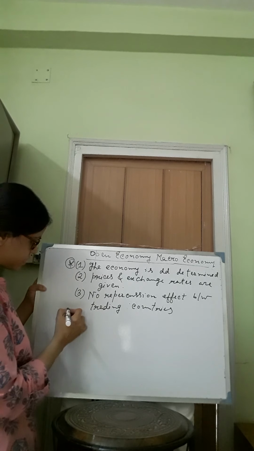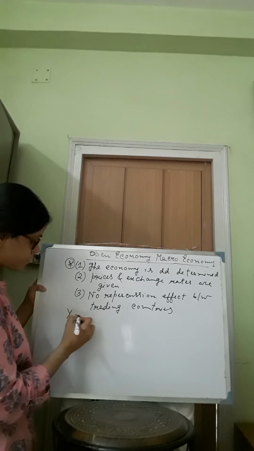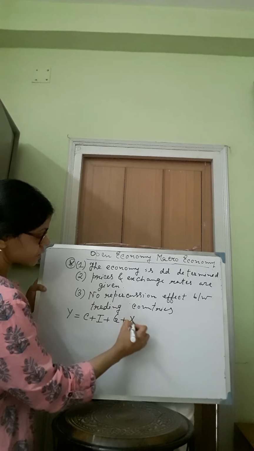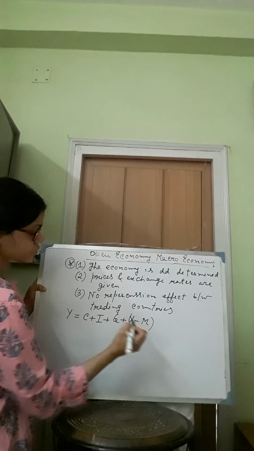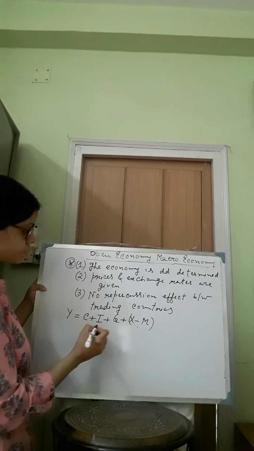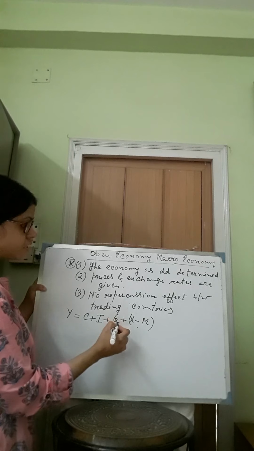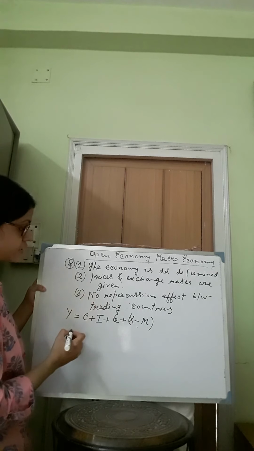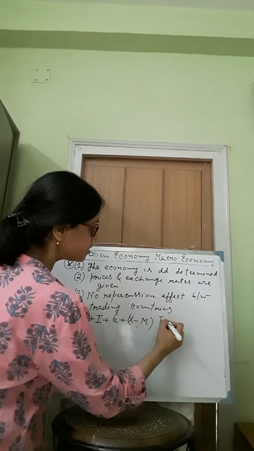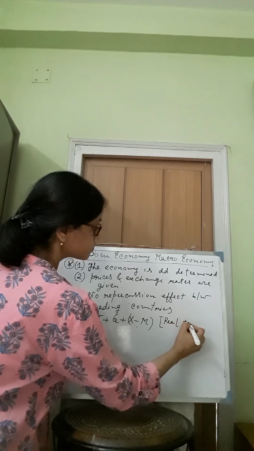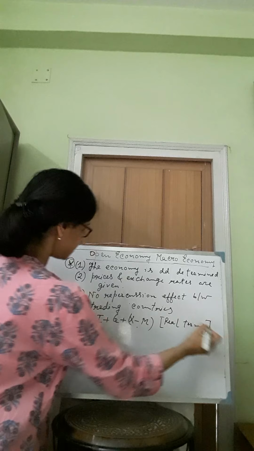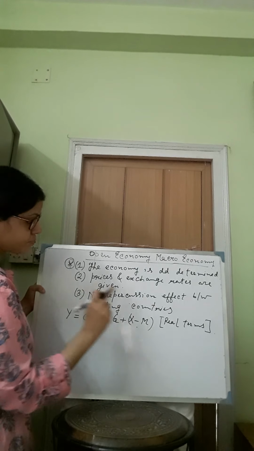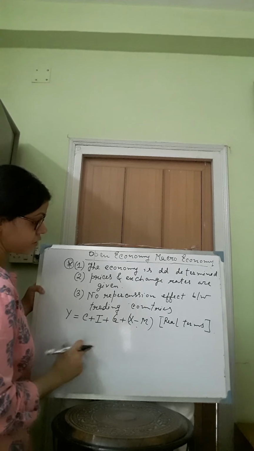So we are starting with the national income identity. Y is equal to C plus I plus G plus X minus M. C is the consumer expenditure, I is the investment, G is the government expenditure, X is export, M is import, and Y is the total national income. Now all these terms are in real terms. So in order to convert this into monetary terms, we have to multiply these terms by the price level.